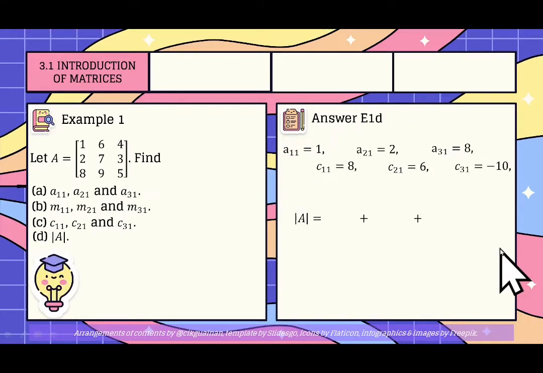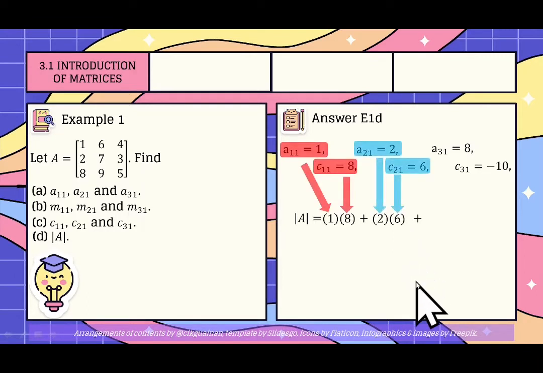Okay, last but not least, we are going to find the determinant of A. So we have the elements and the cofactors. Just multiply them one by one accordingly to get the answer of -60.